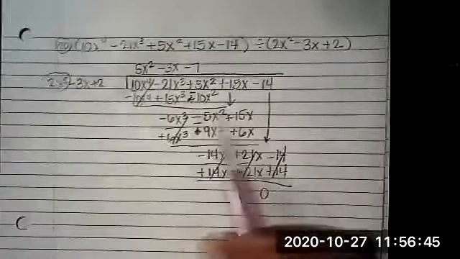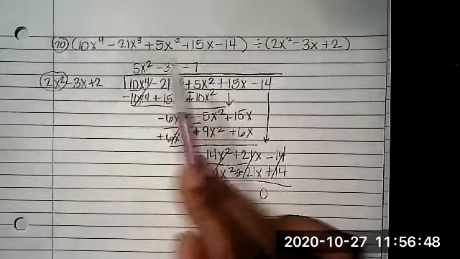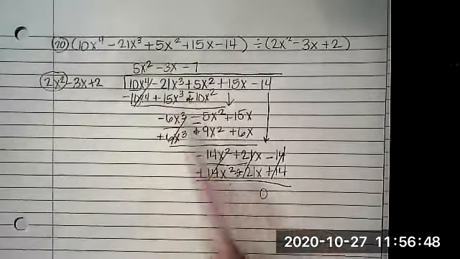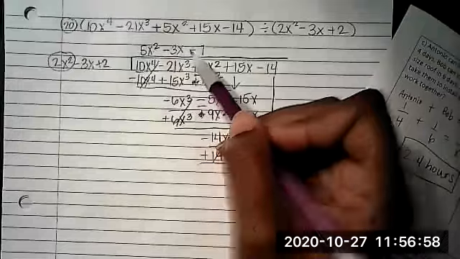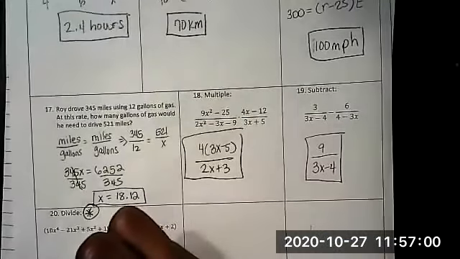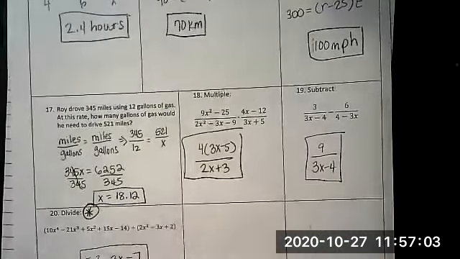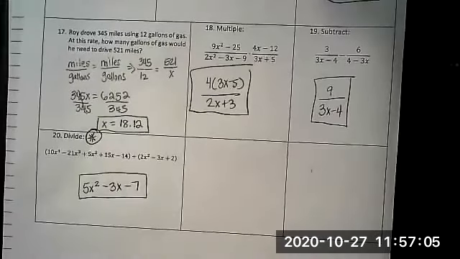All right. So your answer there is the top part here, no remainder. This becomes 5x squared minus 3x minus 7. Yep, this is your answer. 5x squared minus 3x minus 7 is your answer for number 20, and we are done.